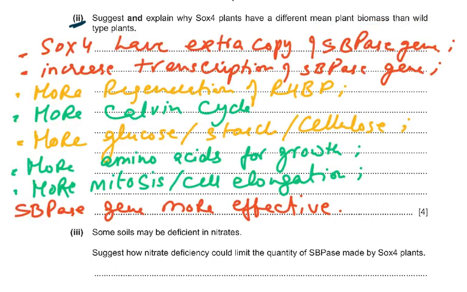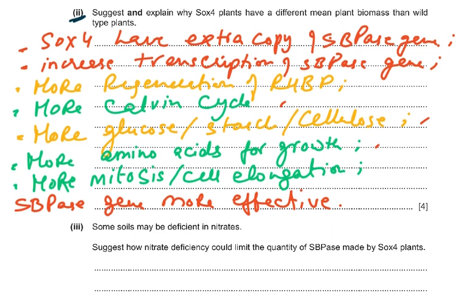Simple. So how do we word this? Sometimes you know it, but you don't know how to word it. So, as SOX4 have an extra copy of the SBPase gene, that was given in the question, there'll be more transcription of the SBPase gene. So more regeneration of RuBP. More RuBP means more Calvin cycle. More Calvin cycle means more glucose or more starch or more cellulose. That's one mark scheme point because they're all carbohydrates. And then more amino acids for growth, more cell elongation and more mitosis. More mitosis because the proteins and enzymes for mitosis will also be abundant. So it means that the SBPase gene was more effective.